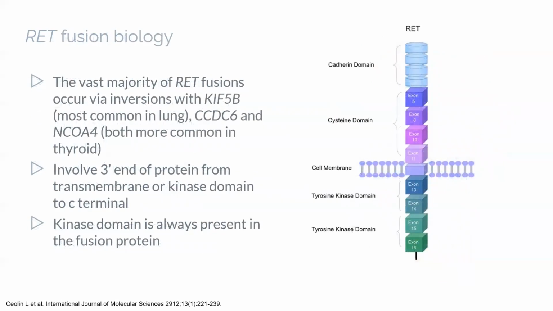Structurally, the vast majority of RET protein fusions occur via intrachromosomal inversions that place the 3' segment of RET, including the kinase domain, distal to another gene, most commonly KIF5B in lung and NCOA4 or CCDC6 in papillary thyroid cancers. The reading frame is preserved between the two genes, and the fusion results in constitutive signaling and MAPK pathway activation.